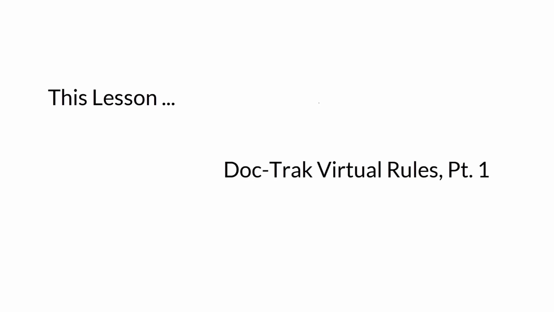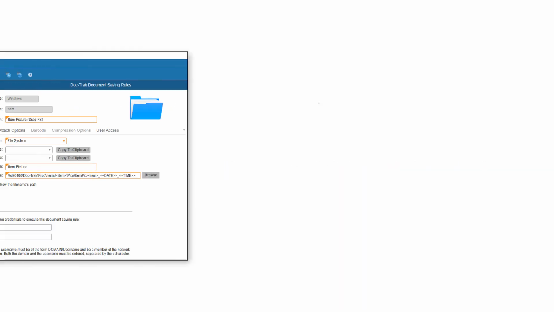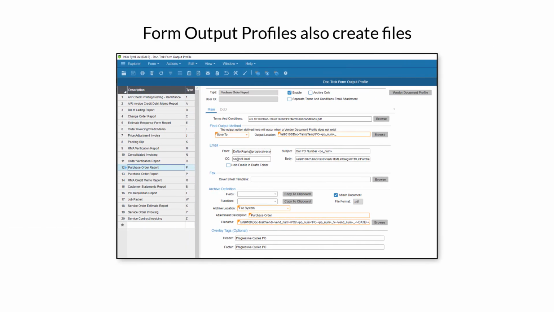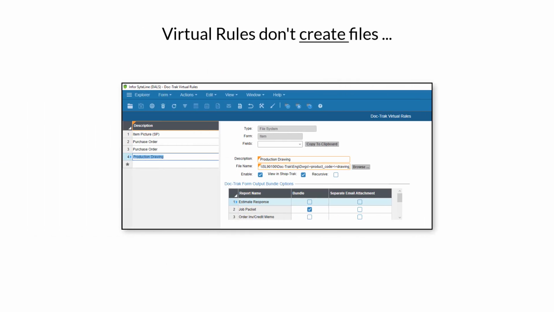For this lesson, we're going to begin our look at virtual rules. Virtual rules are quite different than the other DocTrack tools we've looked at so far. When someone uses a DocTrack document saving rule to scan paper or drag and drop a file, they create a new file. The same is true when a user generates a Sightline report being managed by a DocTrack form output profile. But DocTrack virtual rules don't create files. Instead, they search for them.